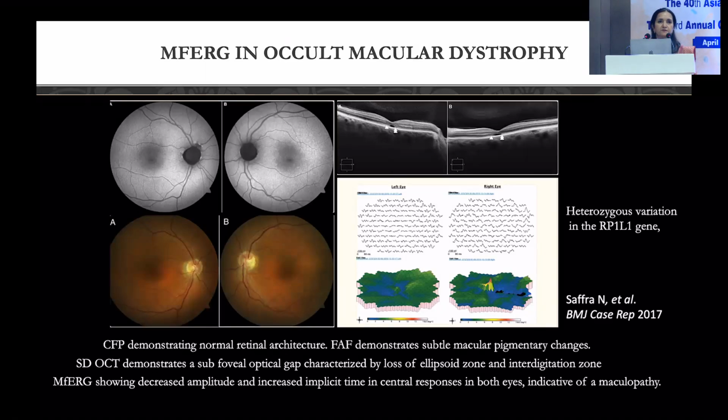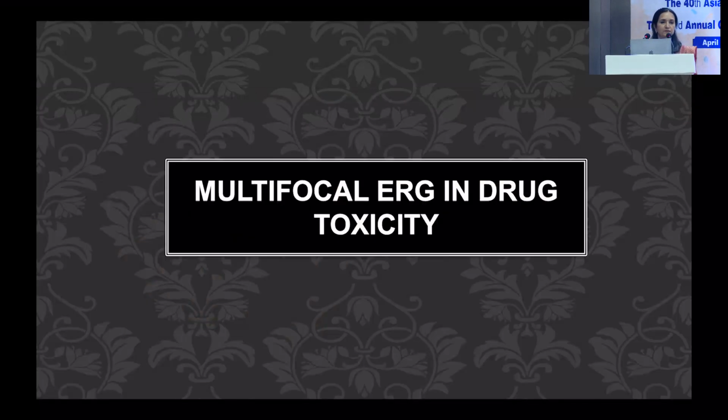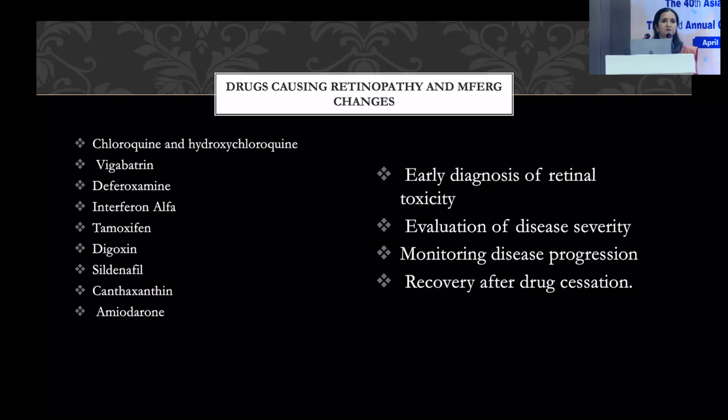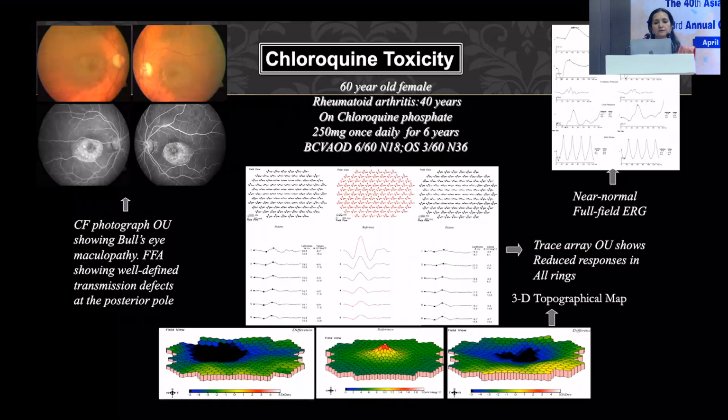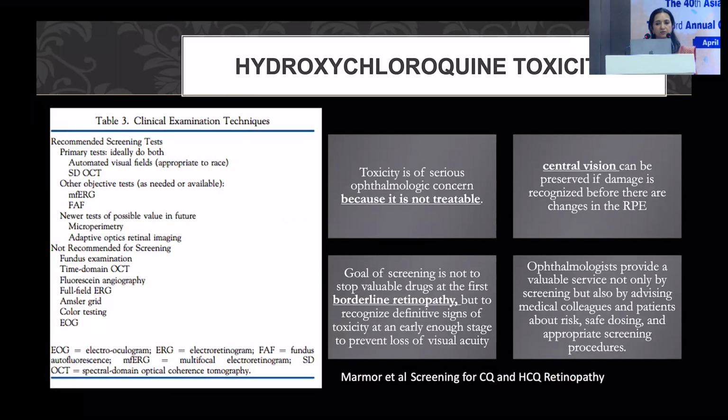In occult kind of macular dystrophies also, you may have only MFERG which can help you determine the dysfunction, because full field ERG may be normal. MFERG is vital in drug toxicity, especially hydroxychloroquine toxicity, where this test is one of the preferred tests for looking at the toxicity in addition to OCT. Chloroquine toxicity is another one. Without going into too much detail, you can see that the central areas are affected early on. Hydroxychloroquine, as I said, this forms one of the recommended screening tests.